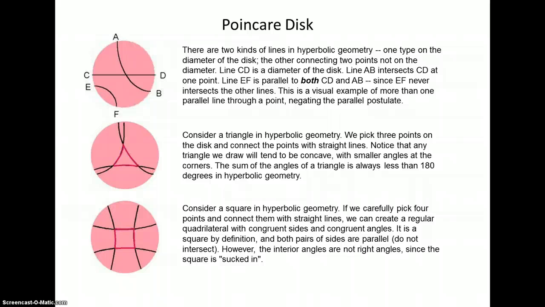Consider a triangle in hyperbolic geometry. Pick some points on the disk and connect them with straight lines. Remember the straight lines here are going to be the curved sides. We find a triangle, but now it has extra skinny angles. In fact, the sum of the angles of a triangle is always less than 180 degrees in hyperbolic geometry. It's kind of like they're shrunk in. Consider a square. Carefully pick 4 points, connect them with straight lines, and create a regular quadrilateral with congruent sides and congruent angles. It's a square by definition, but the sides are not parallel, and the sum of the angles is no longer 360.